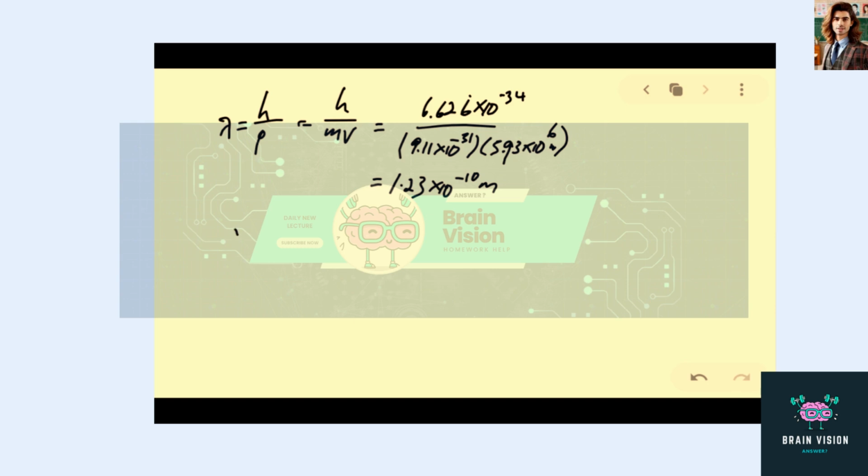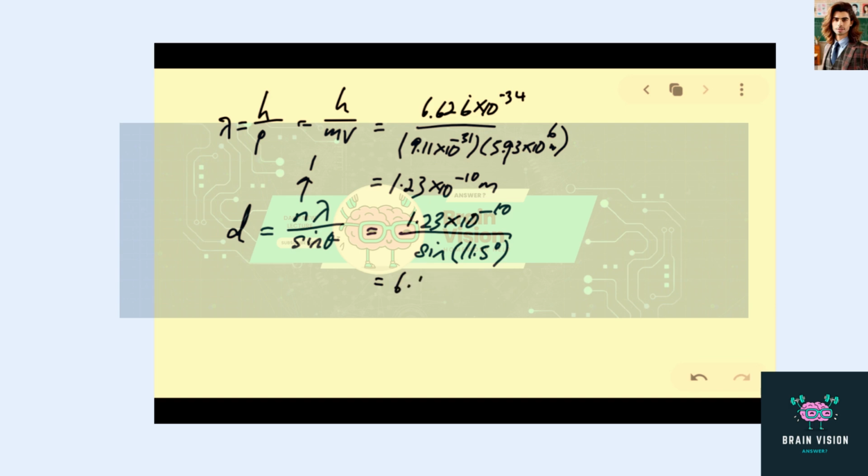And now we are ready to find the slit width, which is d equals n lambda over sine theta. So for the first order of minimum, we can substitute n equals 1, and our theta is given to be 11.5 degrees. It's 1.23. And this should give us about 6.16 times 10 to the power minus 10.